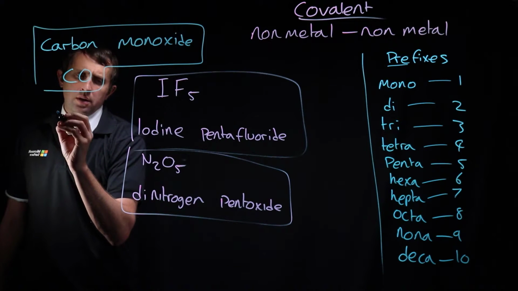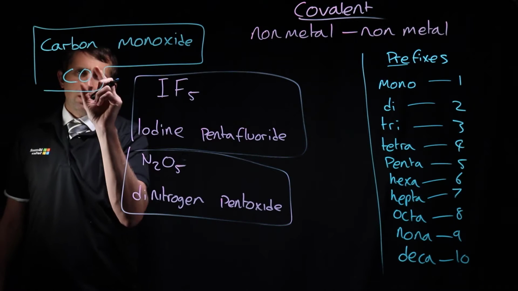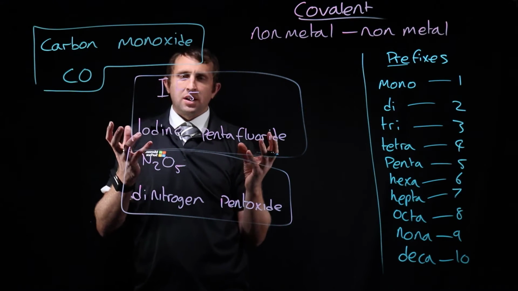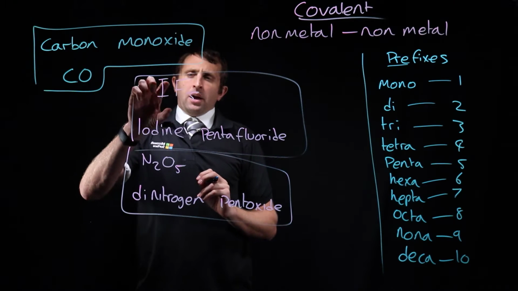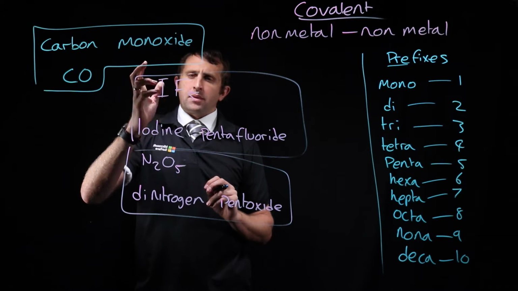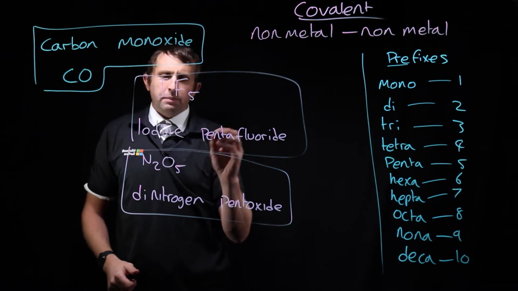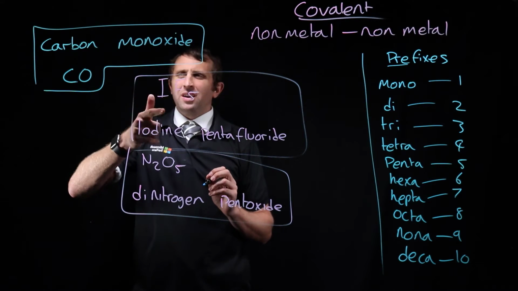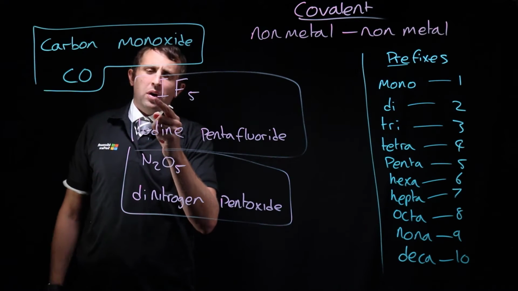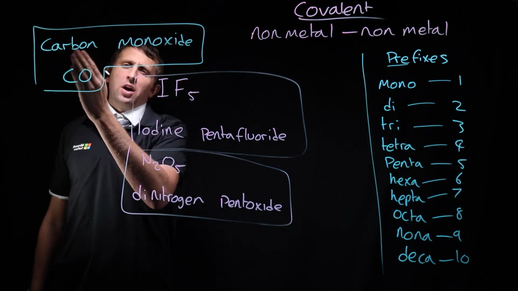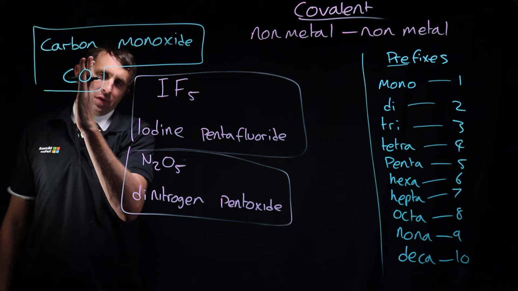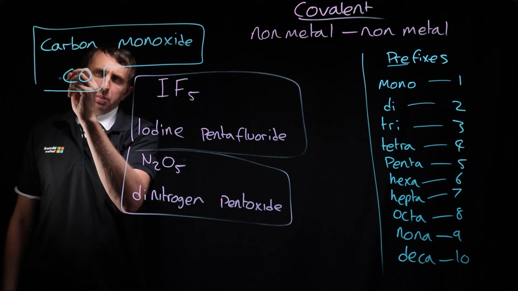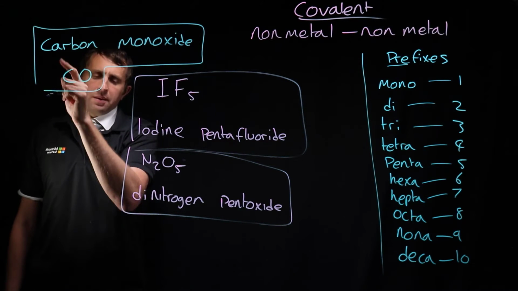One more. Let's look at the other important thing, I guess, to say as well before we do the last example. When there's 1 element on the front, we don't put mono. Iodine pentafluoride. So when there's 1, we're not going to put mono iodine pentafluoride, or mono carbon monoxide. So when there's 1 on the first element, we don't put mono on it. So we just use the name.